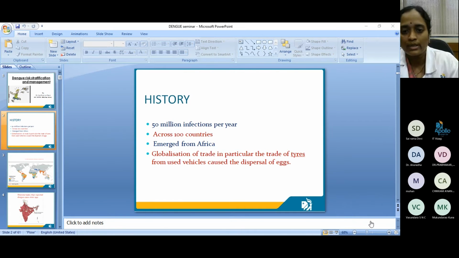Slaves traveling from one country to the other, and also the trade of tires used in vehicles, caused the dispersal of eggs, which can survive the dry conditions for around 8 months. This is how dengue is spread around the tropics, around the equator and all the tropical countries. In India, we see dengue spread over all the states of the country, except the Himalayan areas.